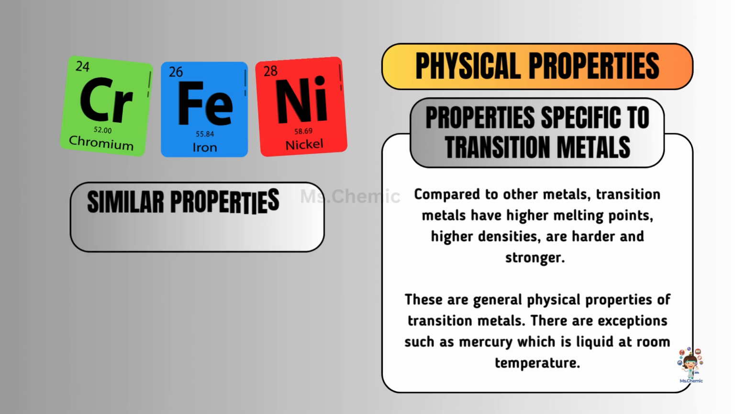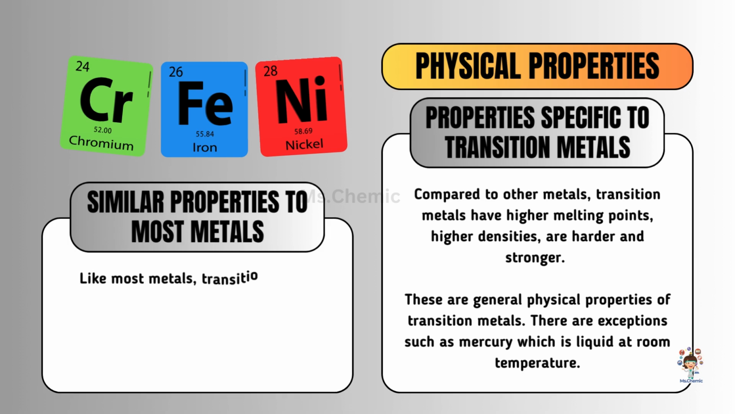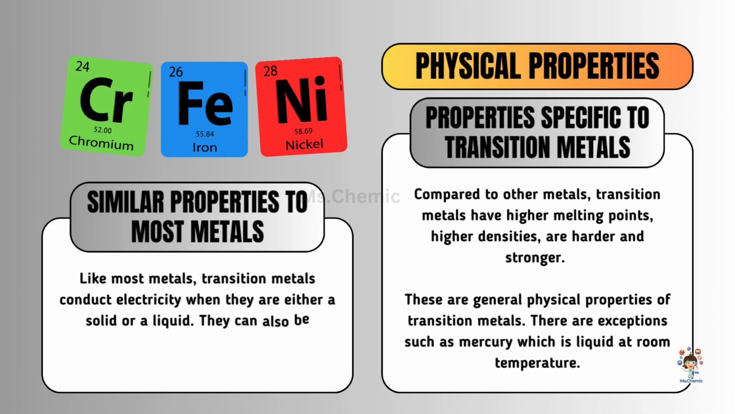Similar properties to most metals. Like most metals, transition metals conduct electricity when they are either a solid or a liquid. They can also be described as shiny when they are freshly cut.